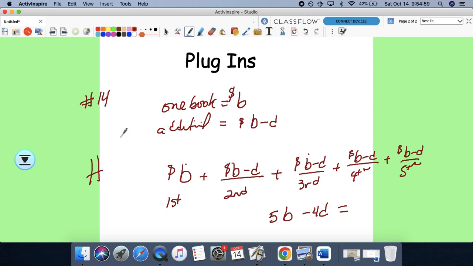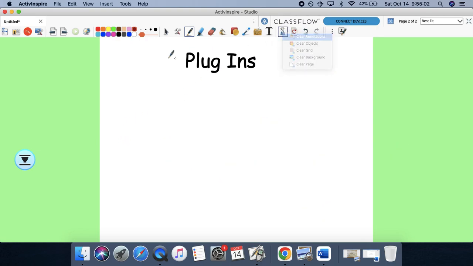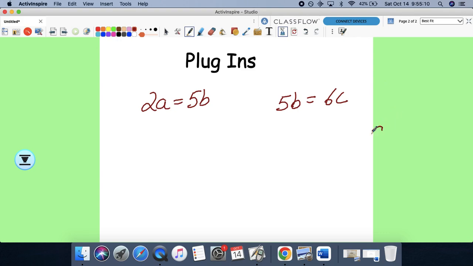15. 2A equals 5B. 5B equals 6C. What does A equal in terms of C?